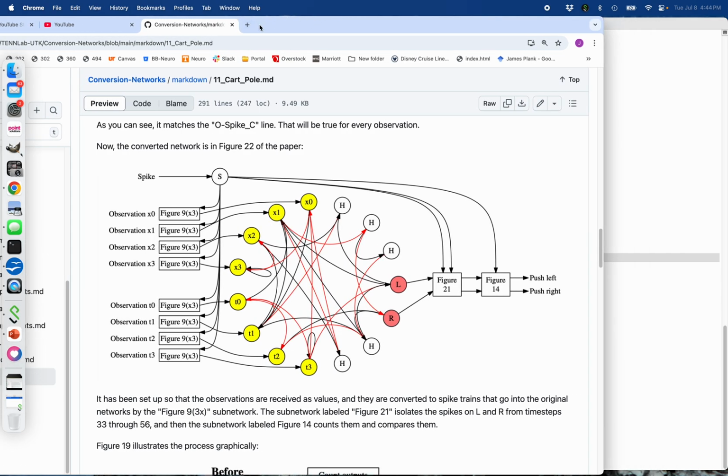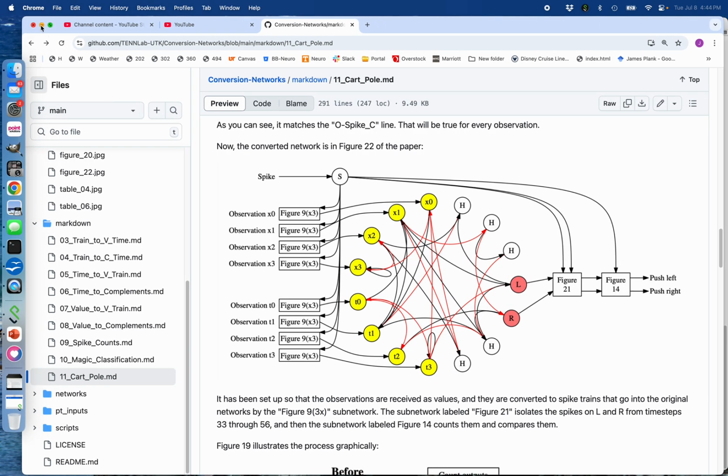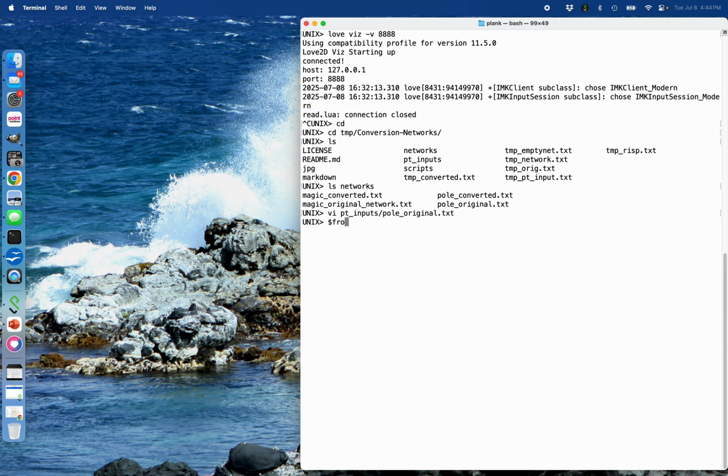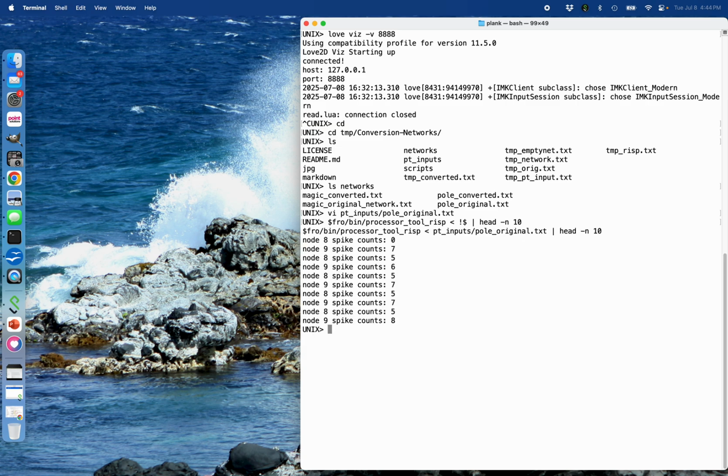All right, now let's just see how it runs. Again, here's the original processor tool input. Let's go ahead and run it. We're going to run it with the processor tool, so fro and processor. We'll do that, and then let's pipe that to head. Let's do 10.